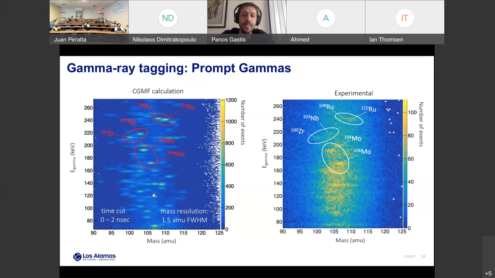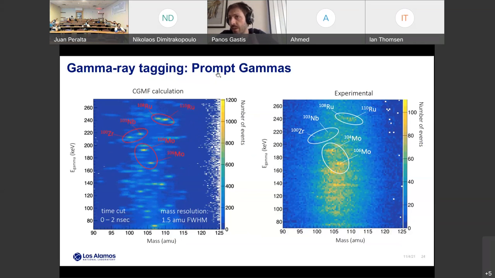On the left is the same plot, but from a simulation. This is the simulated histogram. And we use this simulation as guidance in order to properly identify the isotopes from where the detected gamma rays are coming. So as you see, the two plots are very similar. And these plots correspond to prompt gammas.